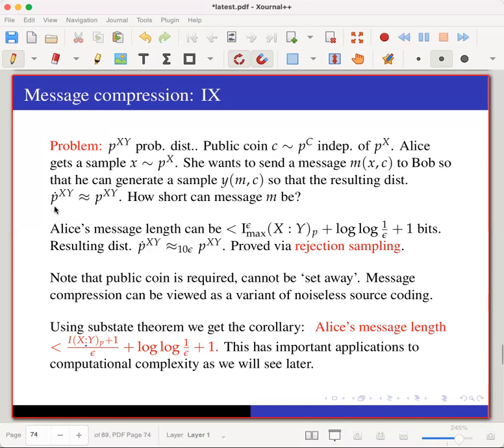Okay. So the resulting joint distribution P-dot of XY should be close to PXY. And the question is, how short can the message be? So we saw that Alice's message can be made less than this quantity, basically I max epsilon. And the resulting distribution is 10 epsilon close to the original distribution.